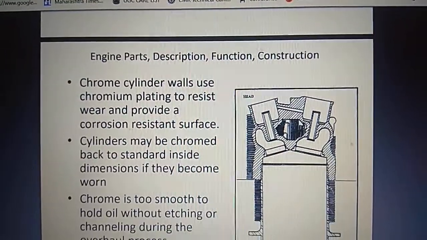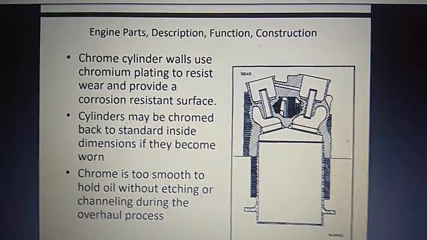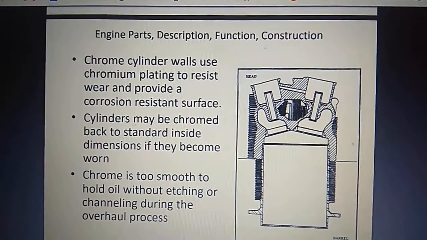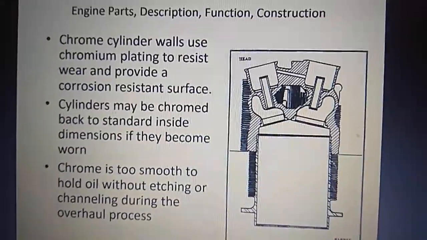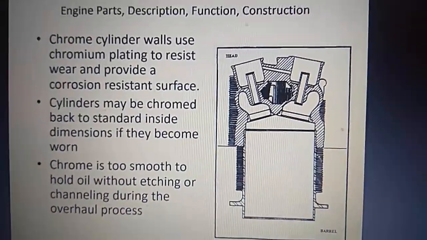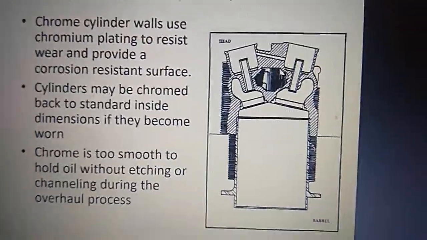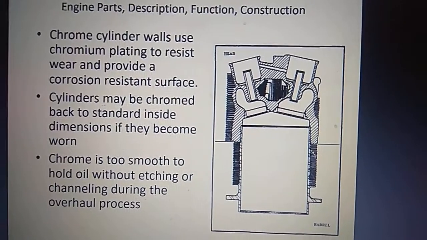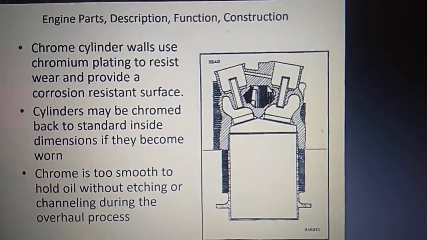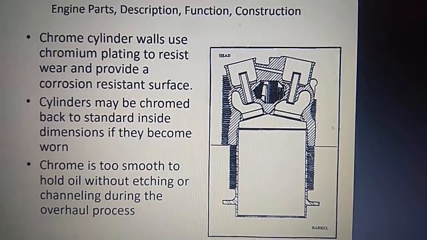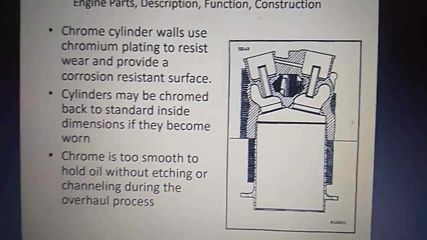Further, chromium is used for cylinder walls as chromium plating to resist wear and provide a corrosion resistant surface. The cylinders may be chromed back to standard inside dimension if they become worn. Chrome is too smooth to hold oil without etching or channeling during the overhaul process. You can see here the chromium cylinder walls are more corrosion resistant as compared to the steel walls.